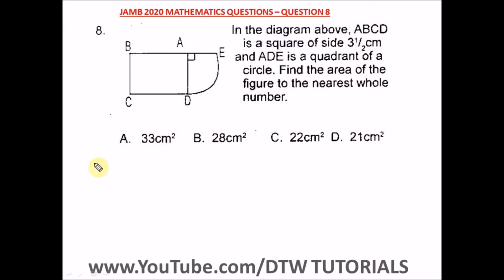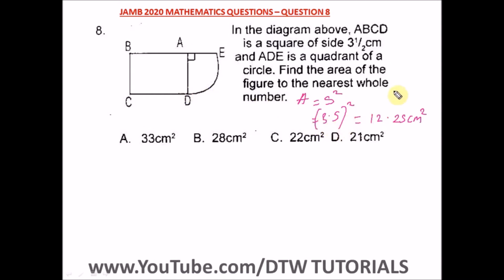So let's first and foremost find the area of a square, and the formula for area of a square is side squared. So this is 3.5 squared, which equals 12.25 centimeters squared. So this is the area of this square.